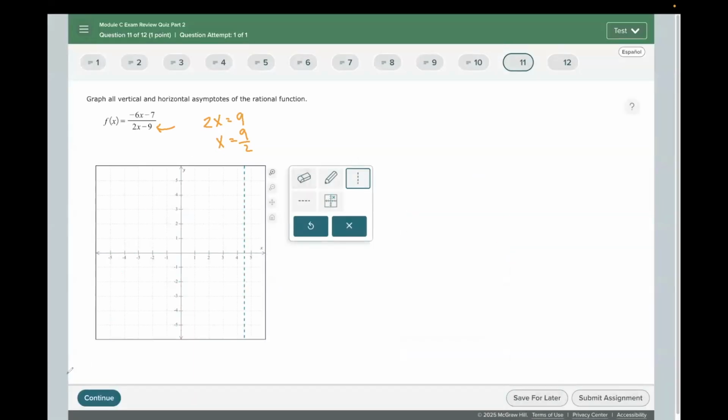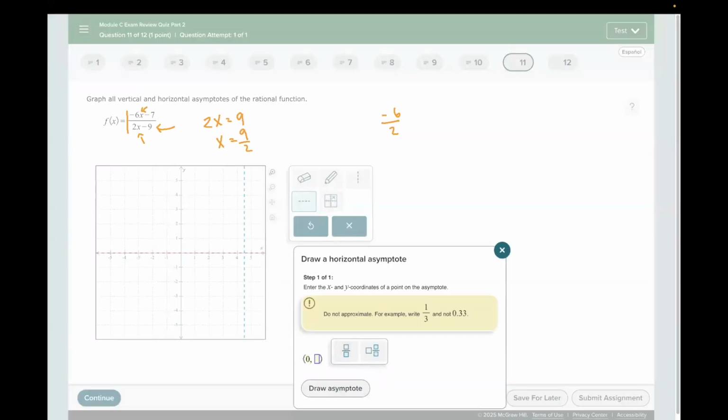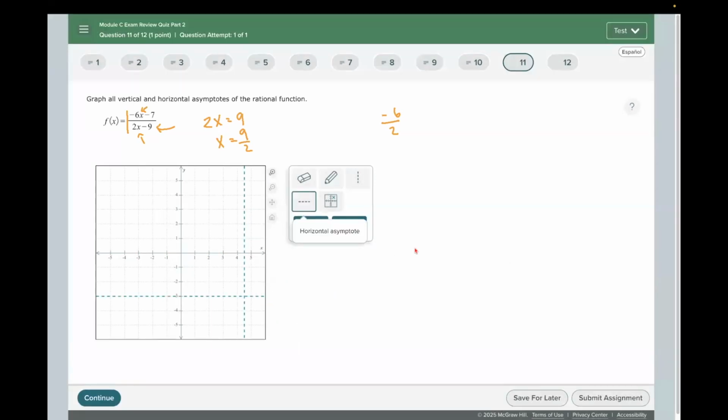Now, horizontal asymptotes, remember, there's three things that can happen. Either the degree of the numerator is larger than the degree of the denominator, they're the same, or the degree of the denominator is larger. In this case, the degree of the numerator is the same as the degree of the denominator. So we have negative 6x over 2x. So the horizontal asymptote is the ratio of the leading terms, so the highest degree terms. Here it's x. So the horizontal asymptote is given by negative 6 over 2, which is negative 3. So let's do negative 3. All right, very good. And that should do it.